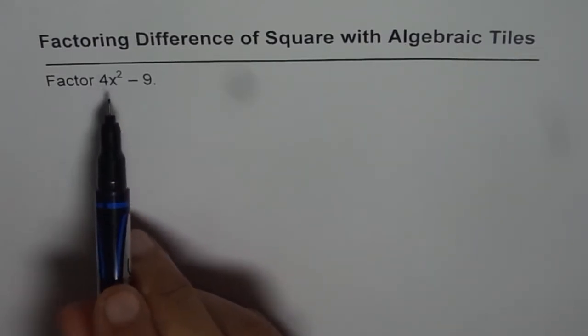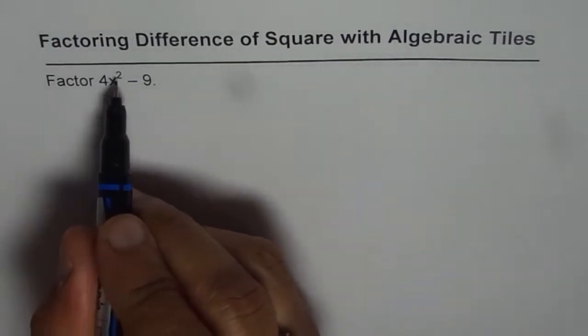Now here is a question for you to practice factoring using algebra tiles. The question is: factor 4x squared minus 9. We'll use algebra tiles to factor 4x squared minus 9. So let's start by placing the 4x squared tiles in kind of a rectangle.